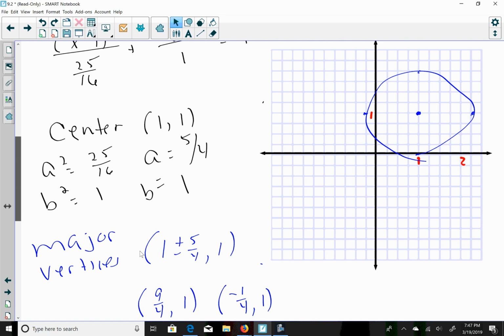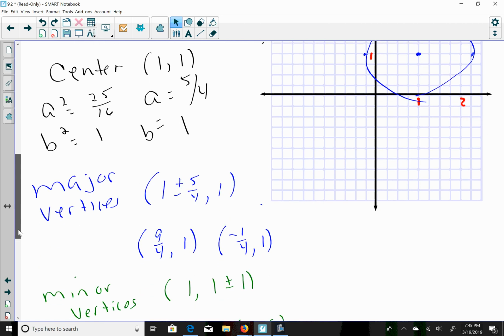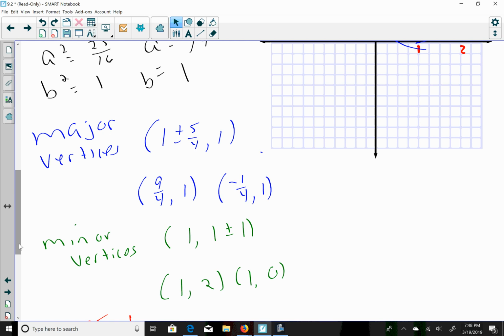My major vertices, I'm adding that 5/4 to my x, so I took 1 plus or minus that 5/4, end up with 9/4 and negative 1/4 for my new x coordinates. My minor vertices, I added and subtracted 1 to my y coordinate, and I got 2 and 0. So those are my minor vertices.